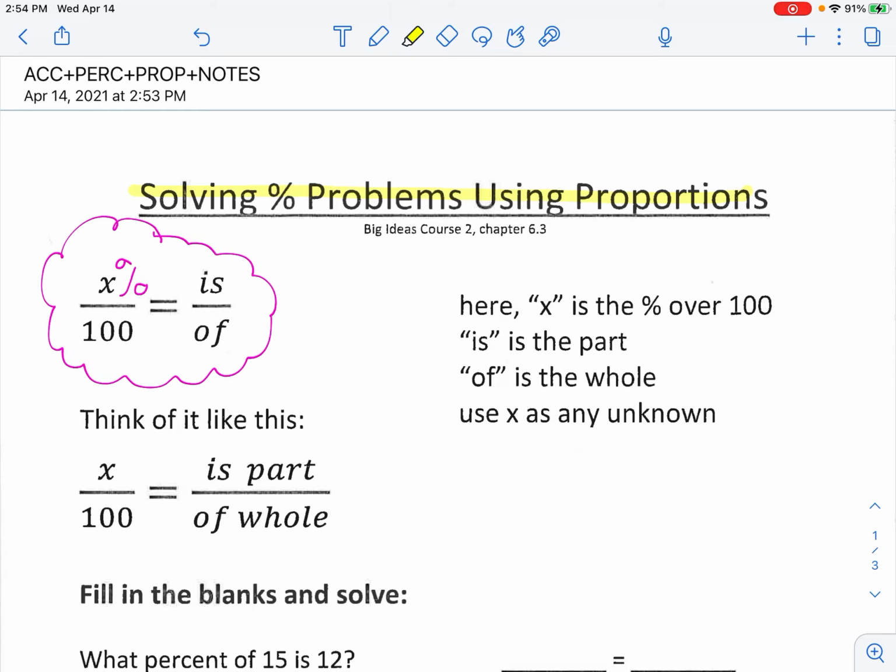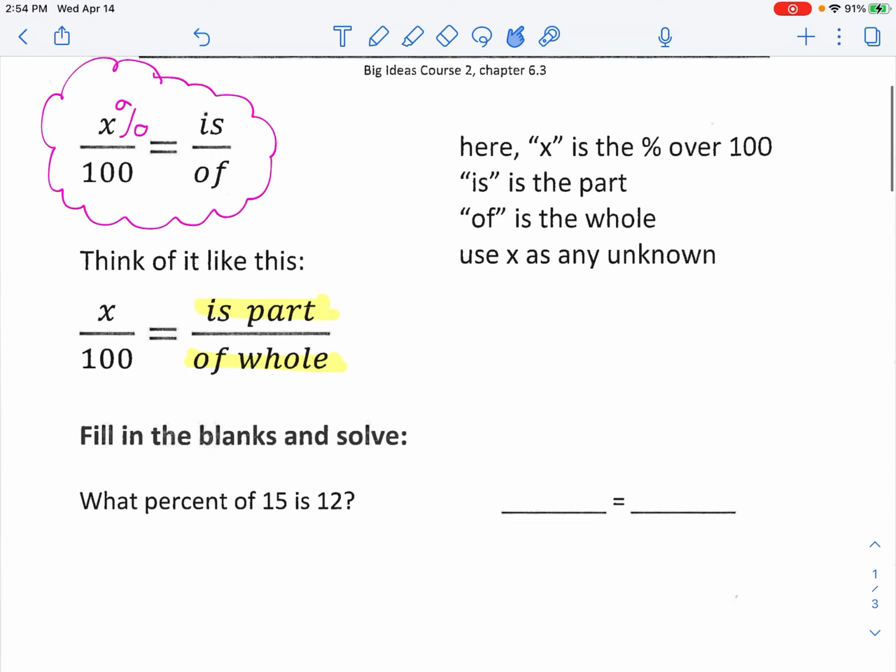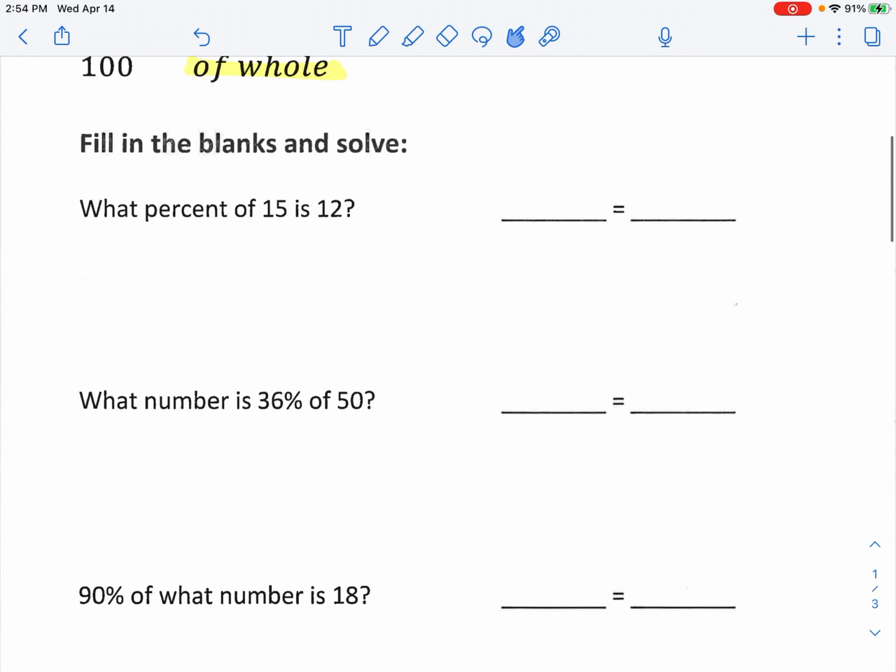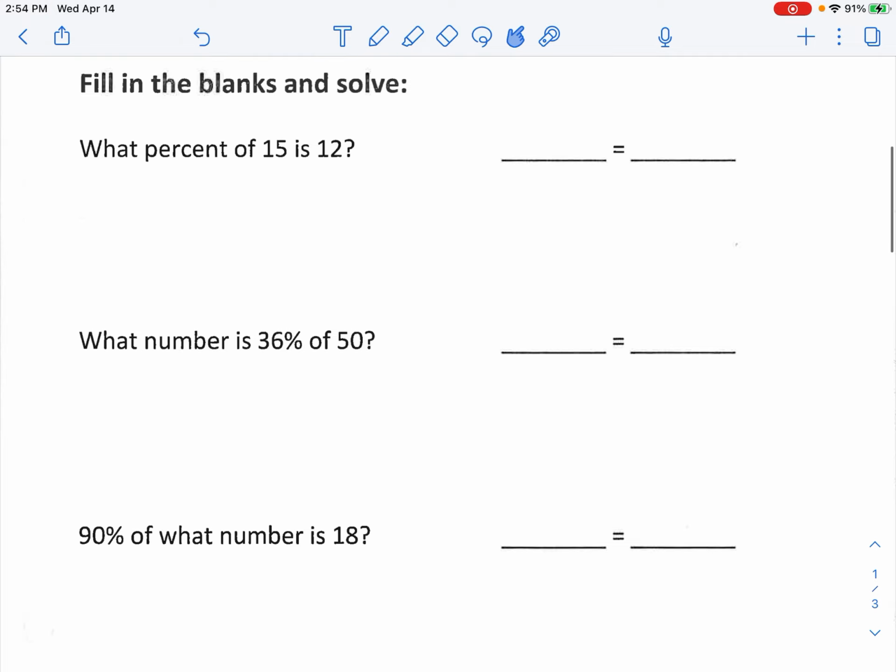Now notice down here it says think of it like this. The is the part and the of is the whole. So I'm going to explain to you what that's going to look like as we go through these problems. The first thing I like to do is come over here and label all parts of my proportion. So percent over 100 equals is over of.